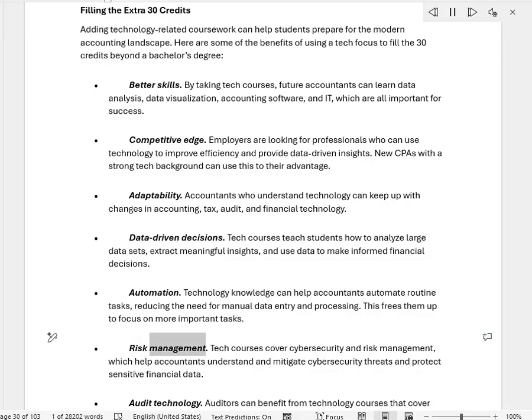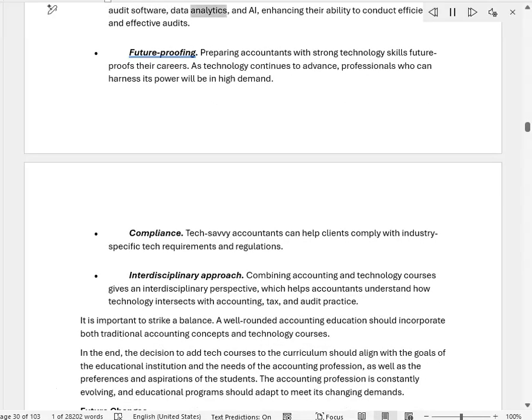Risk management. Tech courses cover cybersecurity and risk management, which help accountants understand and mitigate cybersecurity threats and protect sensitive financial data. Audit technology. Auditors can benefit from technology courses that cover audit software, data analytics, and AI, enhancing their ability to conduct efficient and effective audits.